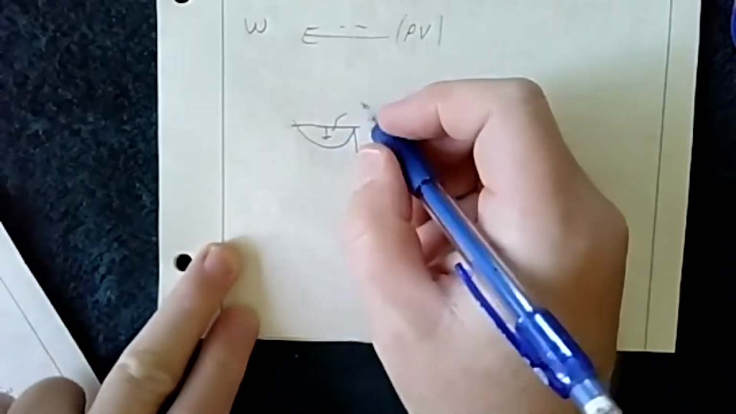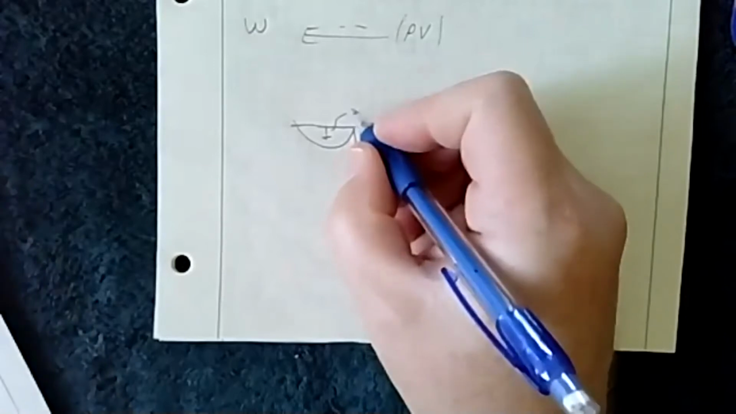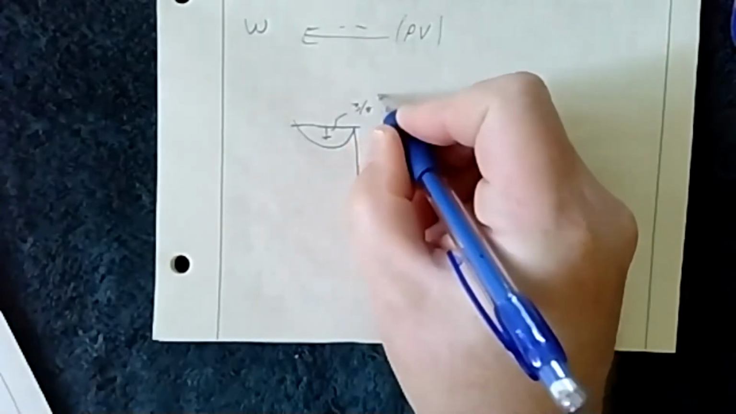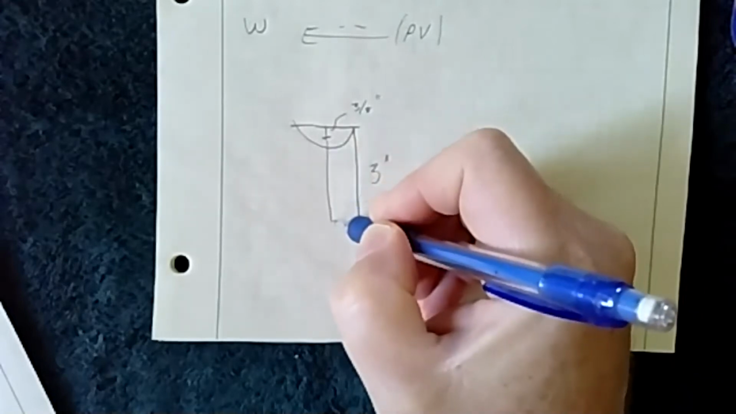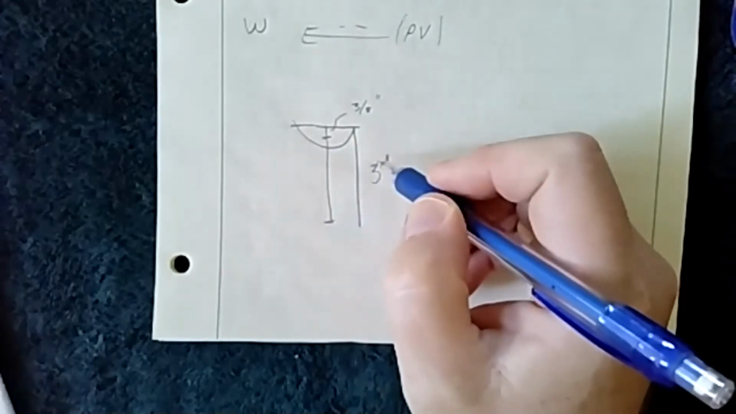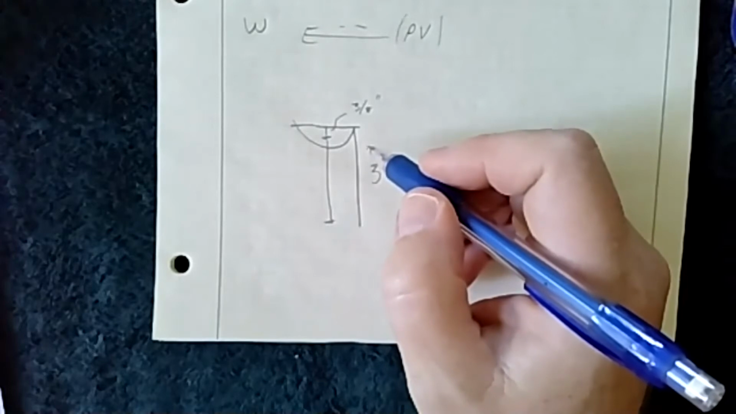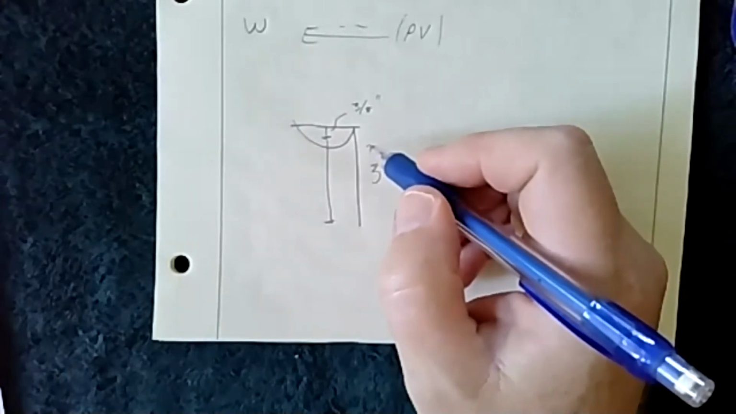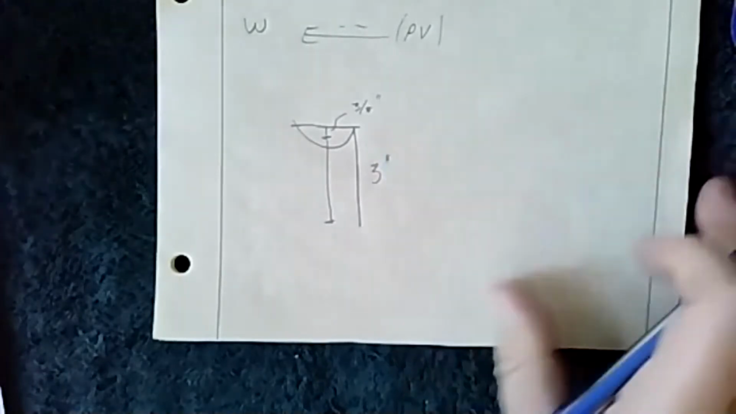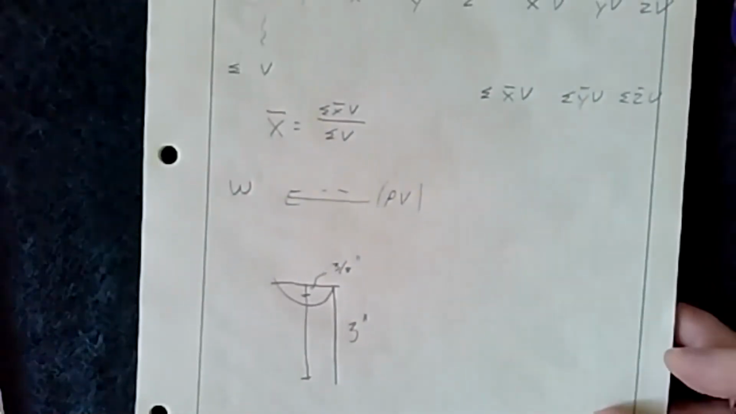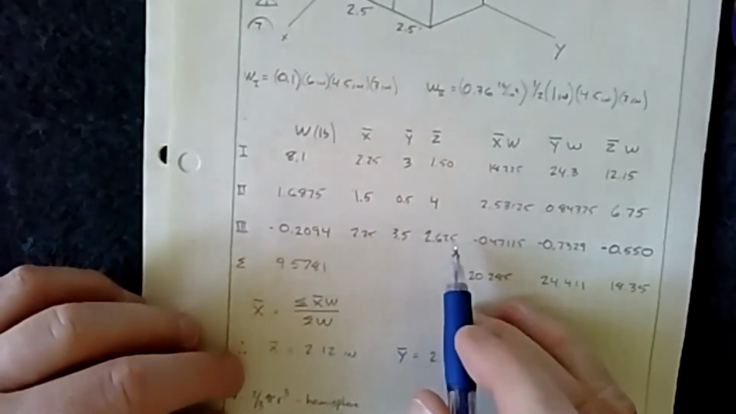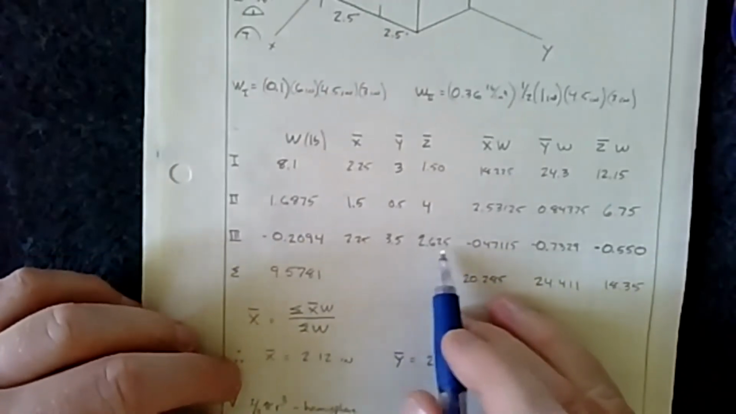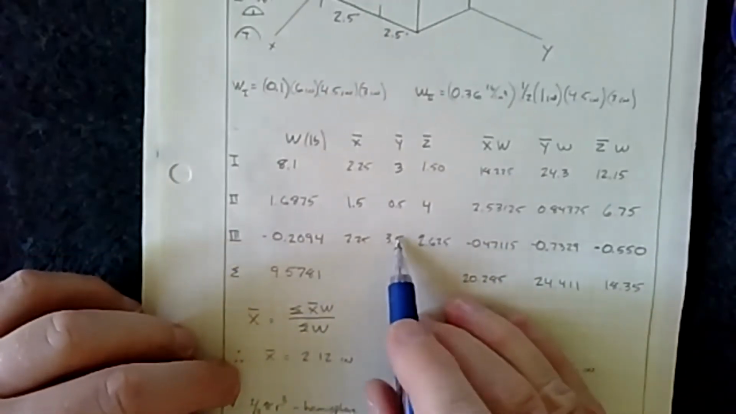This here is the 3/8 height. And so we want this height here. So 3 minus 3/8, and that's going to give us 2.625. Okay, so 2.625, and that's what we get when we subtract 3.